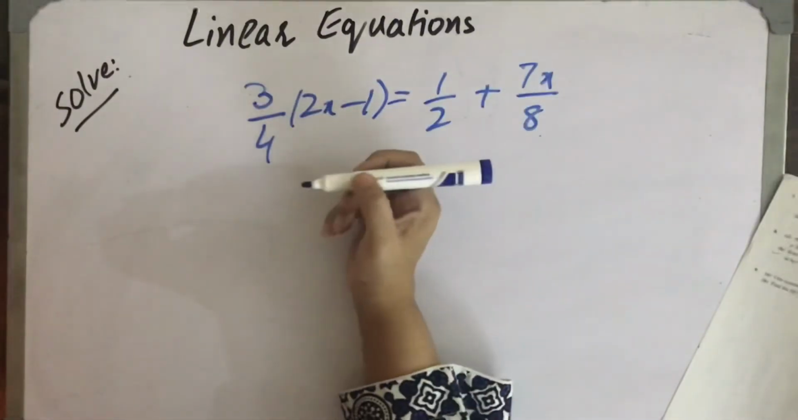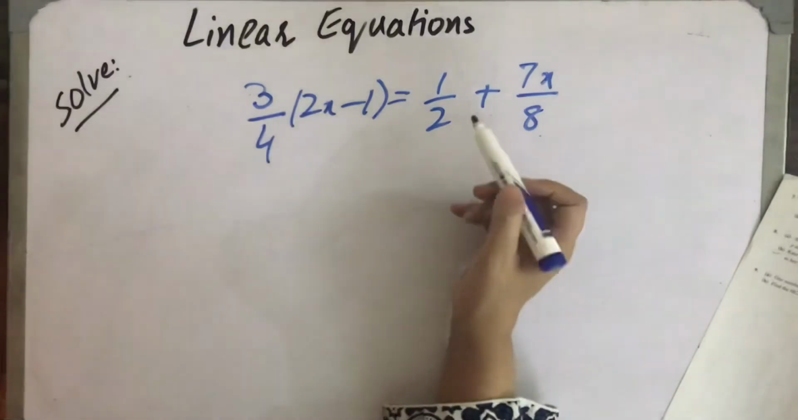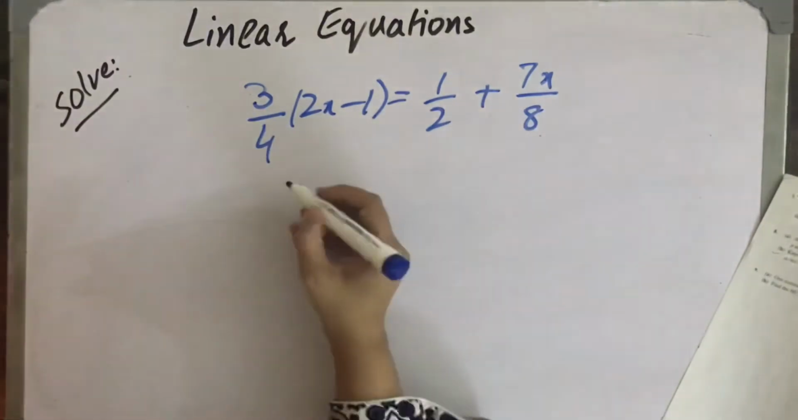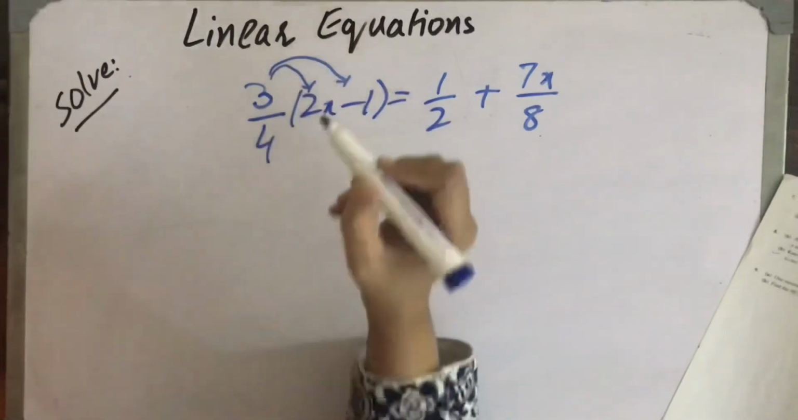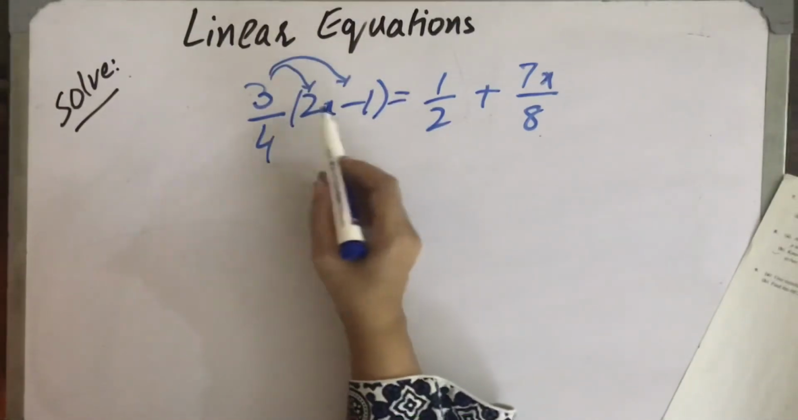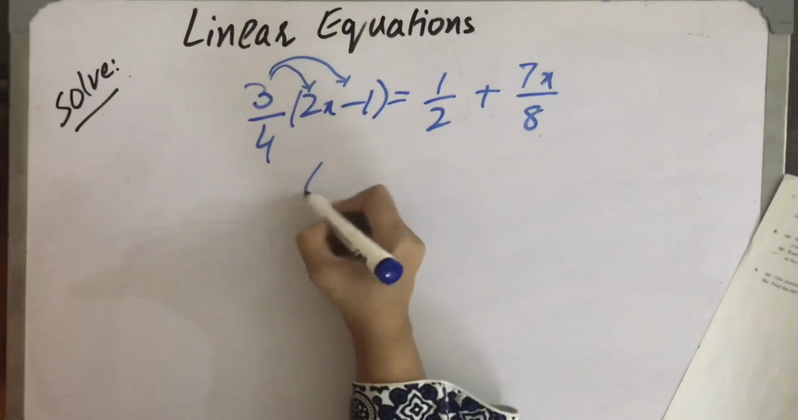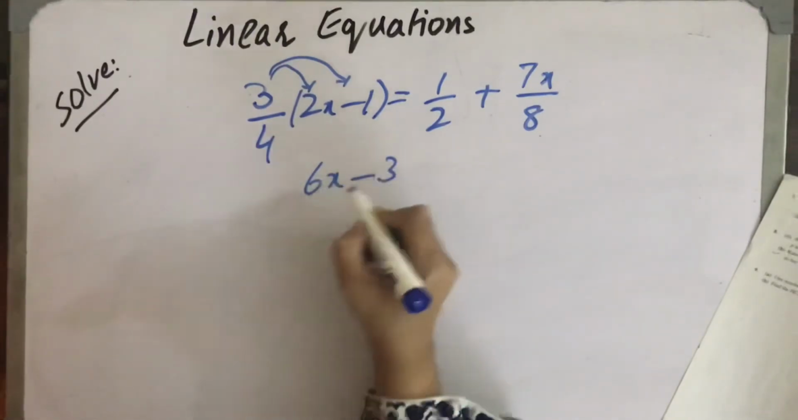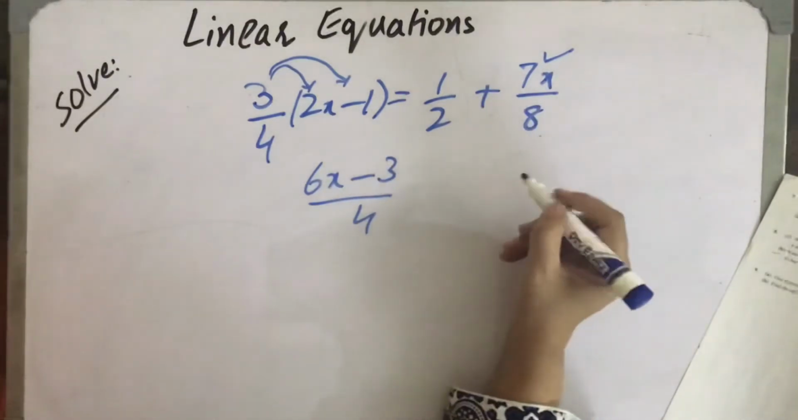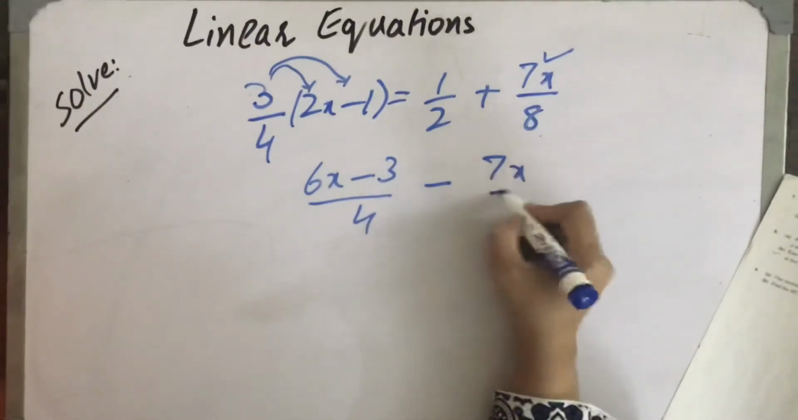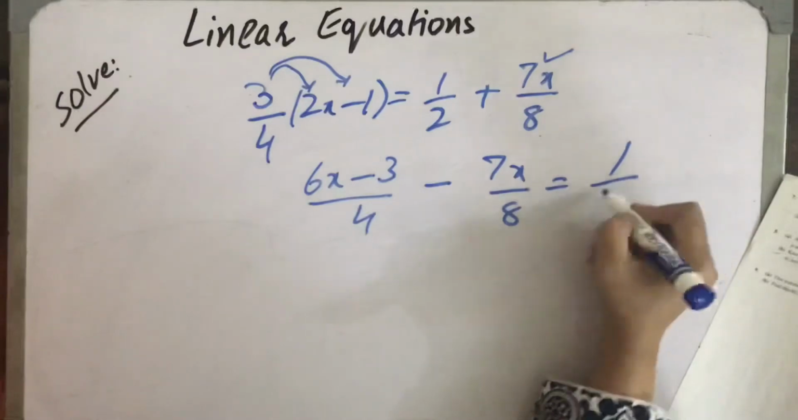One more simple example. We have 3 by 4 times (2x minus 1) equals 1 by 2 plus 7x over 8. In each and every question, you have to follow the same steps. You have to open the brackets. 3 2 times 6x minus 3 1 times 3 over 4. I shall bring this 7x over 8 to this side as it has the variable. 7x over 8 will be equal to 1 over 2.